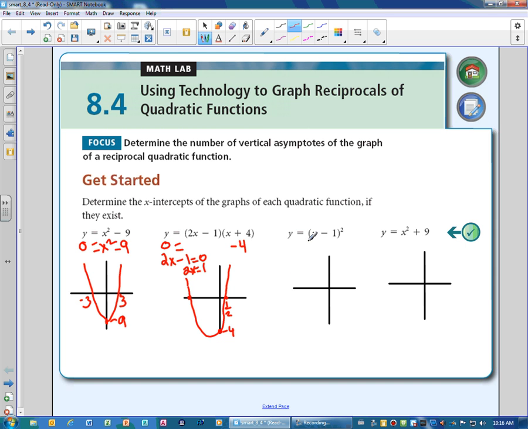Third equation, y equals x minus 1 squared. You only have one intercept. It's at 1, because 1 is the only thing that will make that equation 0. Next. If you can FOIL in your head, you would see that your y-intercept is 1, and this is one of those parabolas that touches the x-axis and bounces back off. Y equals x squared plus 9. Well, if you look at your y-intercept, it's 9. The parabola goes up, so it's going to look something like this. So there are no x-intercepts on the last one. Okay? All right, next page.